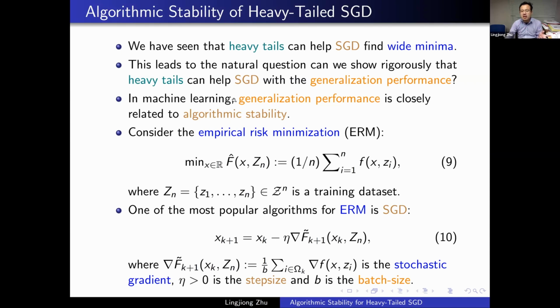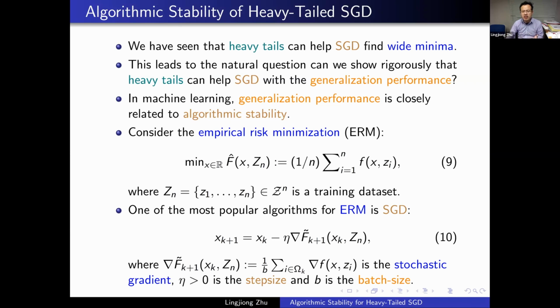In machine learning, there are usually two approaches to prove generalization performance. One approach is algorithmic stability, which is the focus of today's talk. Another approach is the information-theoretic approach, which is also a popular approach.